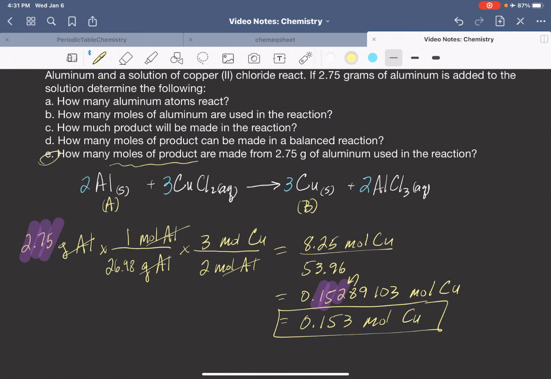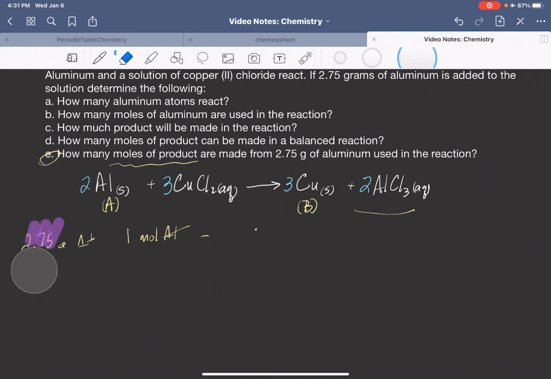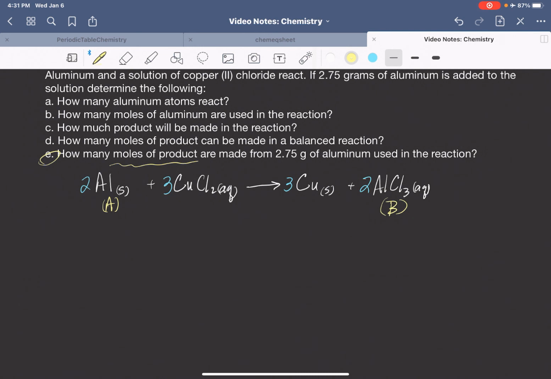Now we just have to do the same thing for that right there. Okay. So let's give it a shot. Now this becomes our B. 2.75 grams of aluminum. Okay, so grams of aluminum, 2 moles of aluminum. And this time I'll just worry about getting all the units canceled out before we worry about the numbers.